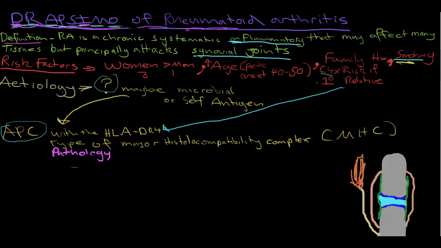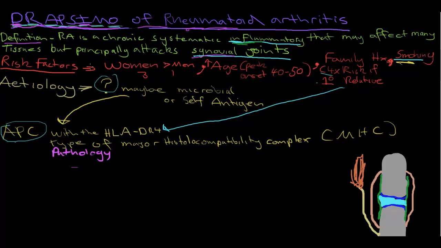I found it a bit challenging, especially with the pathogenesis of it all, but I'll try and do it as simply as possible without actually oversimplifying it too much. So I'll just start off with what I've already got up here, just to speed things up, the boring stuff I guess. Definition: my definition that I like is it's a chronic systemic inflammatory disease that may affect many tissues but principally attacks synovial joints. So if you remember, inflammatory and synovial joints, that's probably the important thing.